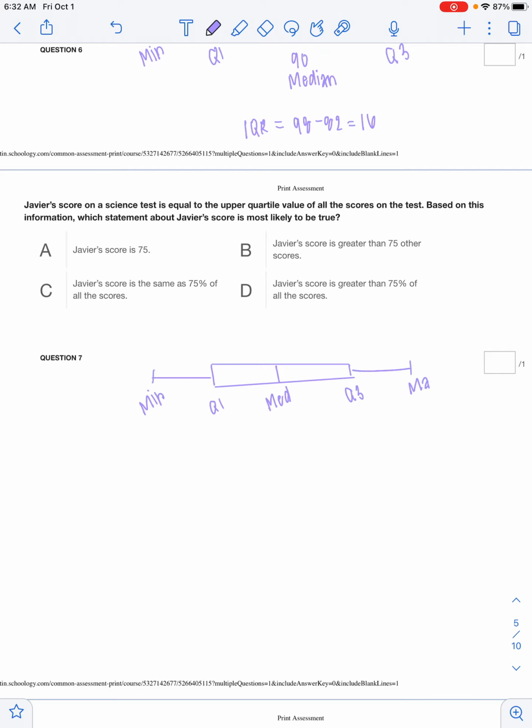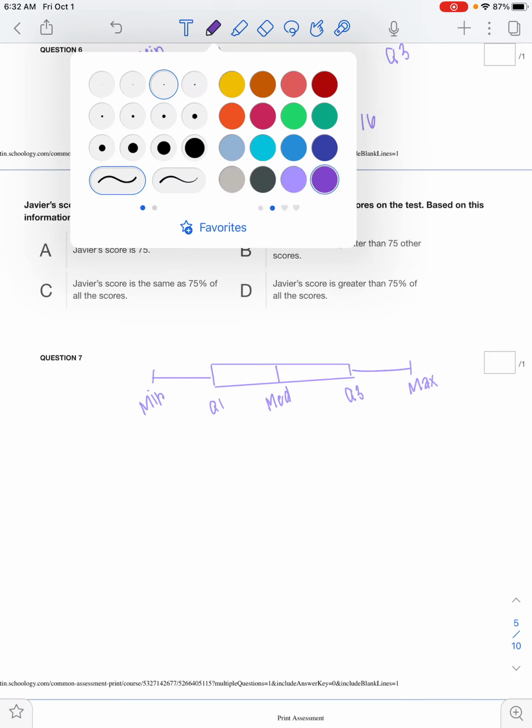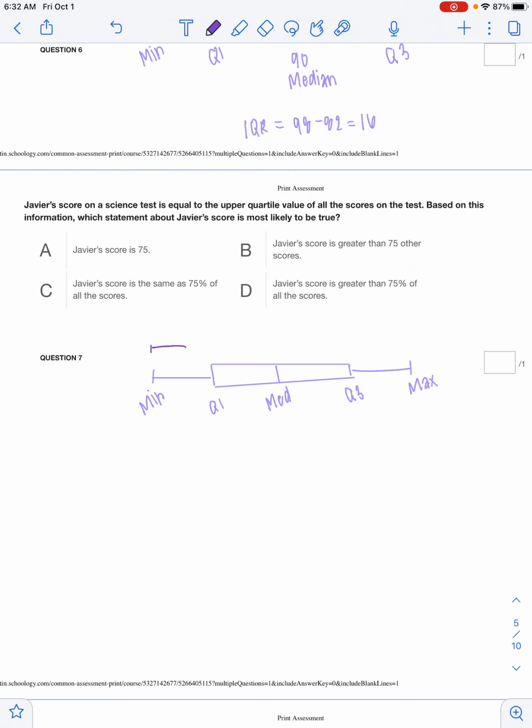Now remember that we've talked about how the data from the minimum to the median, that's 50% of the data. And the data from the median to the maximum is 50%. And then what we do is we split up the data more. We have 25% of the data from the minimum to Q1, another 25% from Q1 to the median, the median to Q3 is another 25%, and Q3 to the maximum is another 25%.